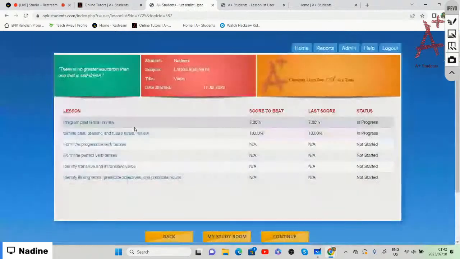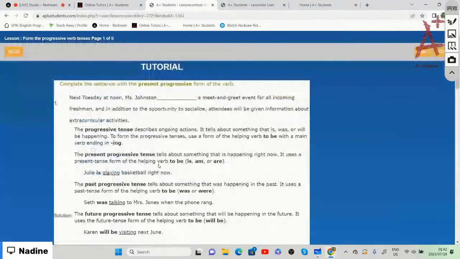All right, so that is for simple past, present, and future tense. Now we're going to form the progressive verb tenses. A progressive verb tense describes ongoing action. So it's not just an action that is taking place, like watch or run or ran or sought.